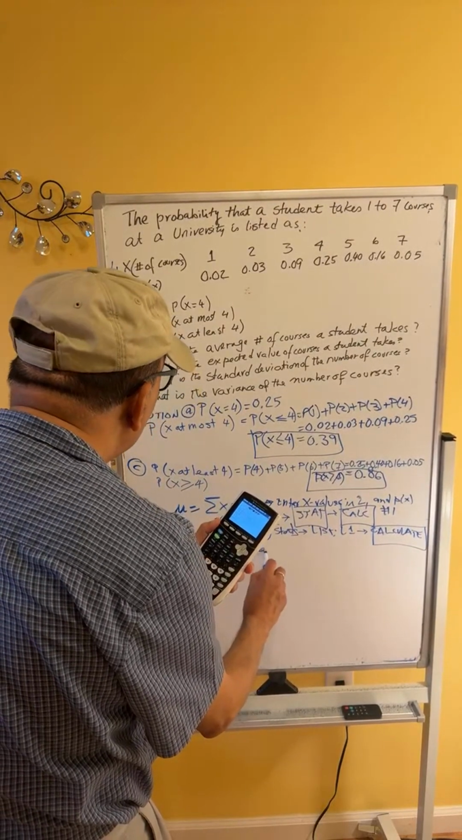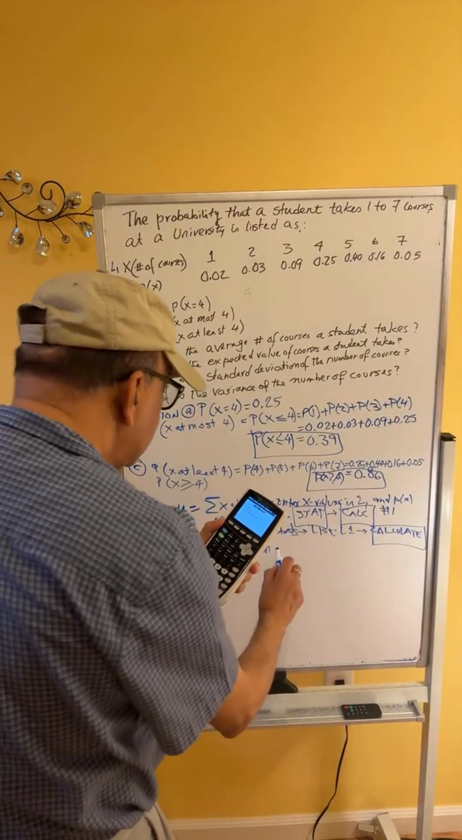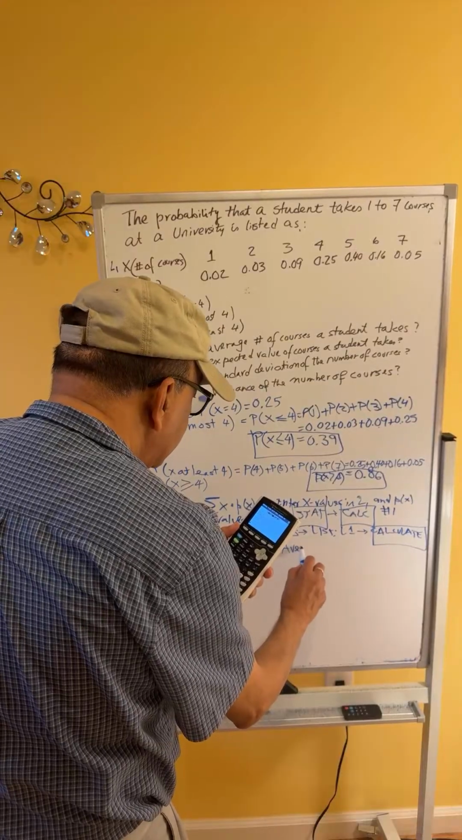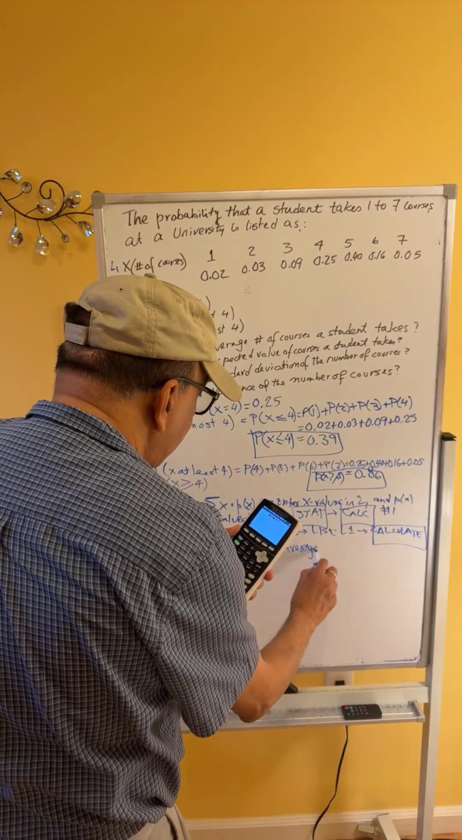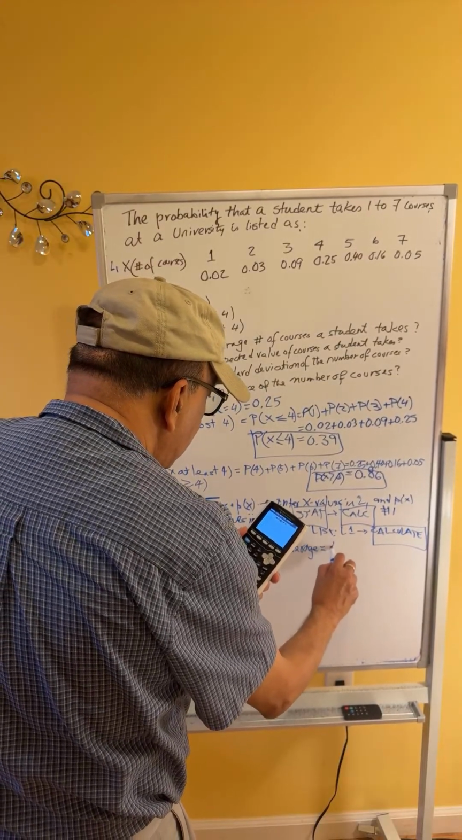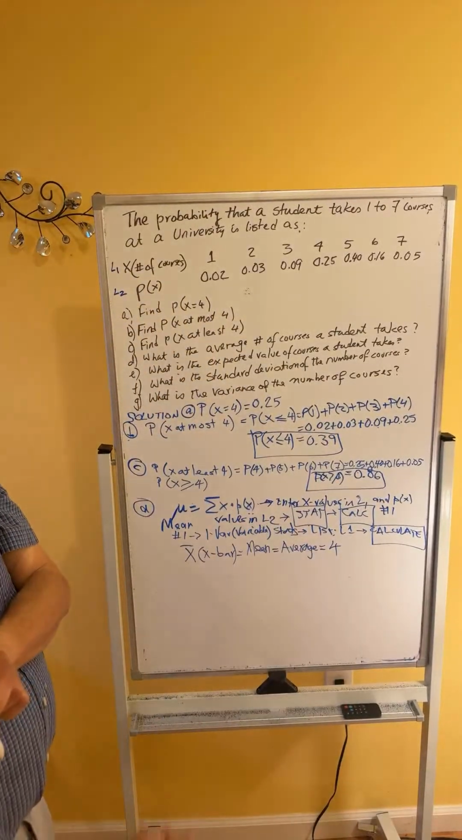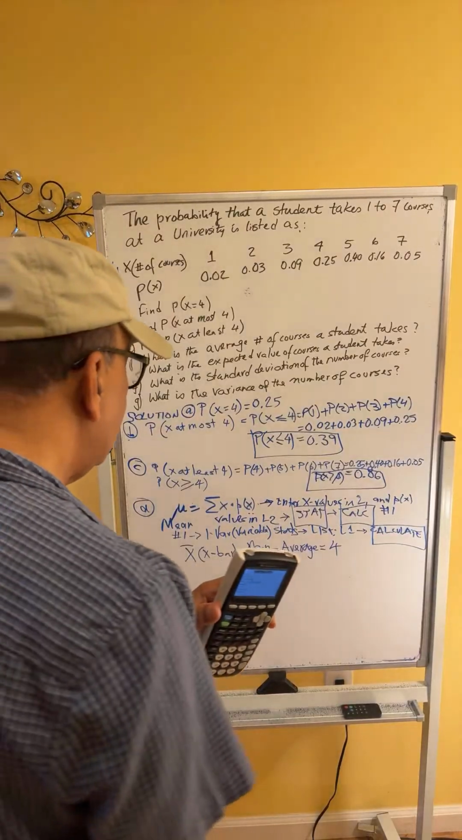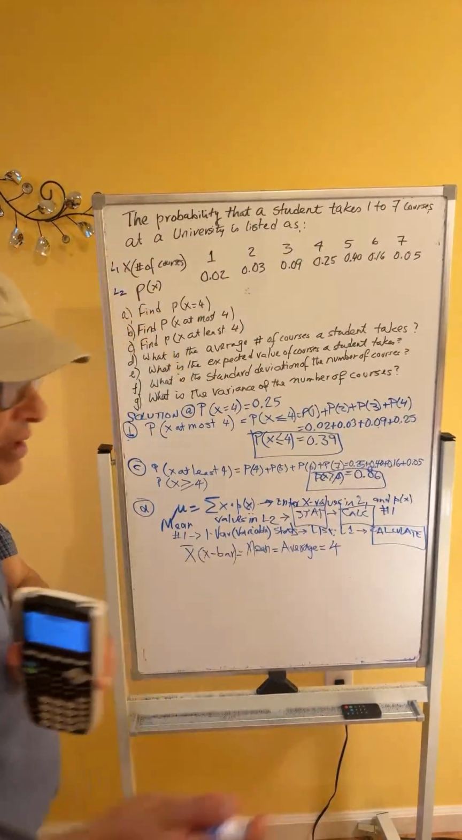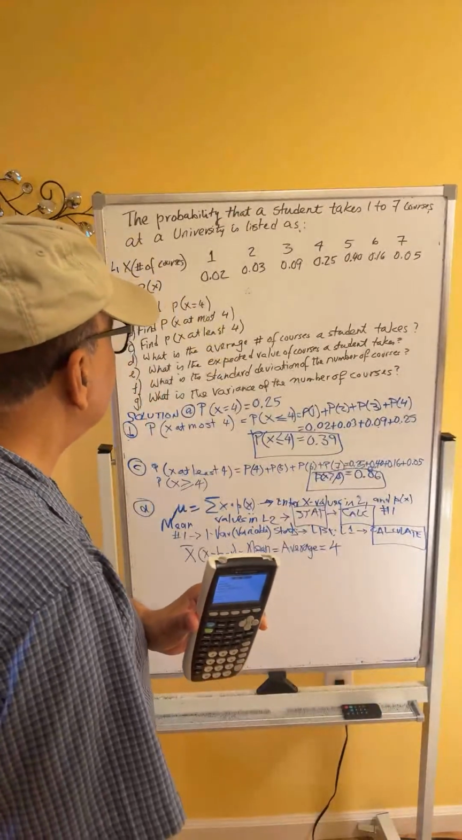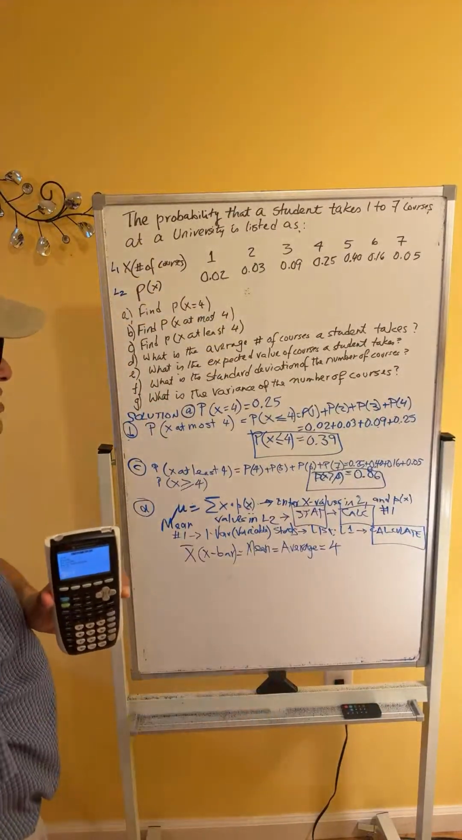or average, is the first line. The answer is 4. What does it mean? On the average, a student is taking 4 courses. Okay. Any question on this? Shoot me a question, I'll reply back to you. So the average is 4.